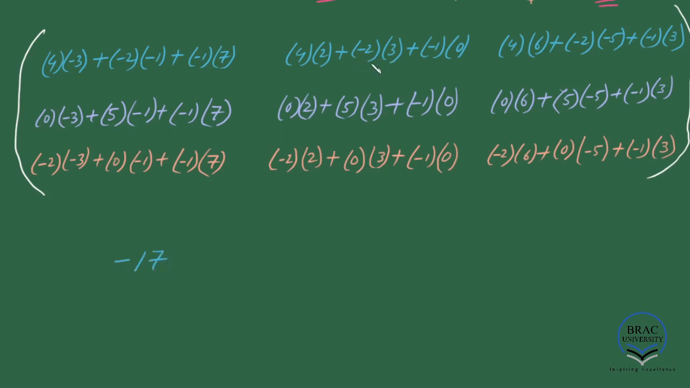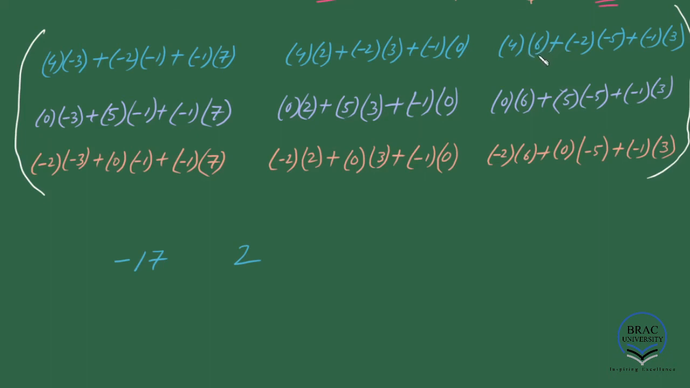Now let's look at the second entry of the first row. We are still in the first row, so 4 times 2 gives you 8, and this gives you negative 6, and this term goes away because it has 0. So then we're going to get 8 minus 6, that gives you 2, 2 for this entry.